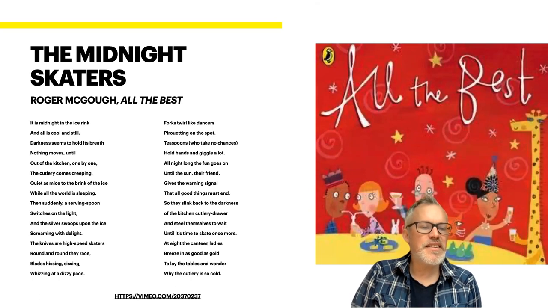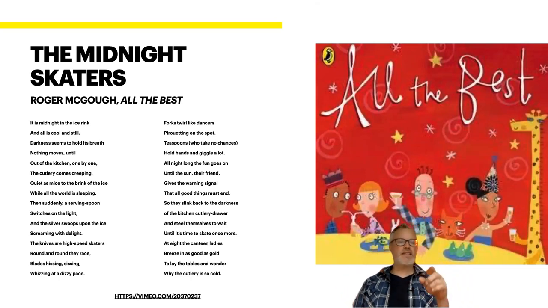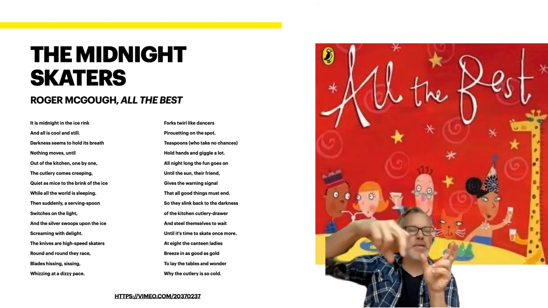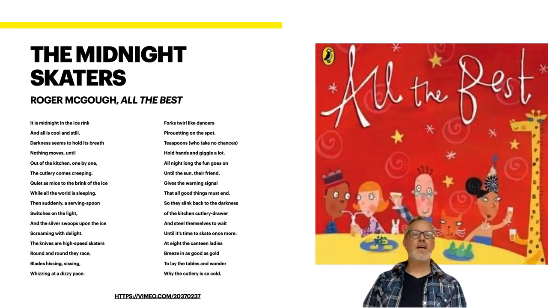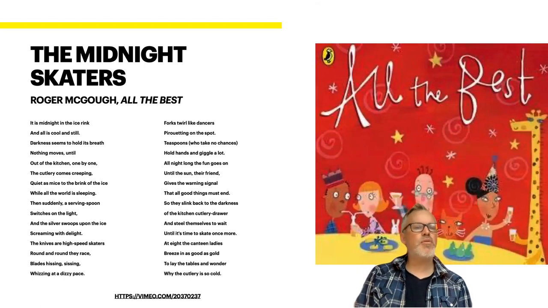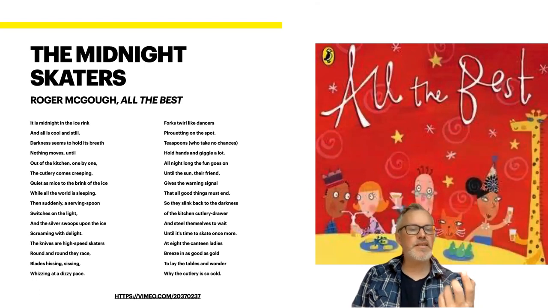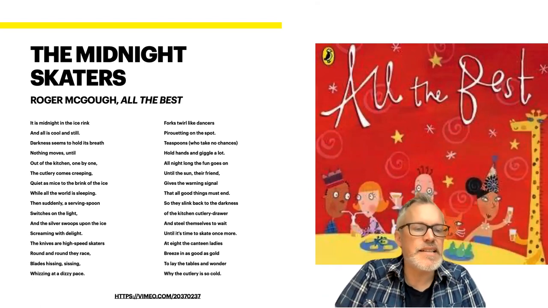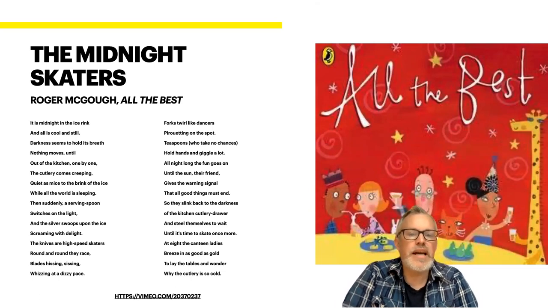The knives are high-speed skaters, round and round they race. Blades hissing, sissing, whizzing, the dizzy pace. That's called assonance because it's repeated sounds internal to the words. So this poem is very strong in terms of sound. Got some lovely images as well. We've got moments of both physical and sensory description, like darkness holding its breath, the creeping, the hissing, the sissing and the whizzing. Lovely examples of onomatopoeia there as well. Blades hissing, sissing and whizzing, the dizzy pace. They actually sound like the actions themselves.